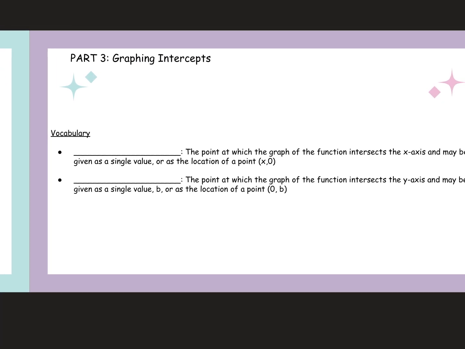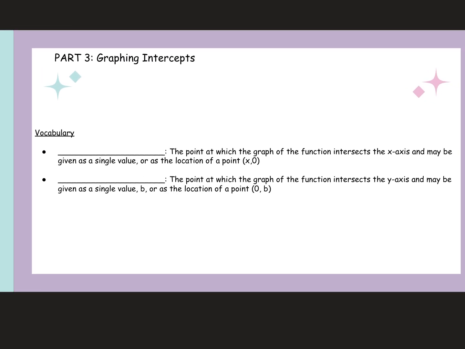All right, so the first thing we're going to look at is graphing intercepts. Remember I mentioned in the previous video with standard form, there's also a special way to do it. So an x-intercept is the point in which the graph of a function intersects the x-axis and may be given a single value or has a location of a point x and 0. So there is a value for x and the y value is 0.